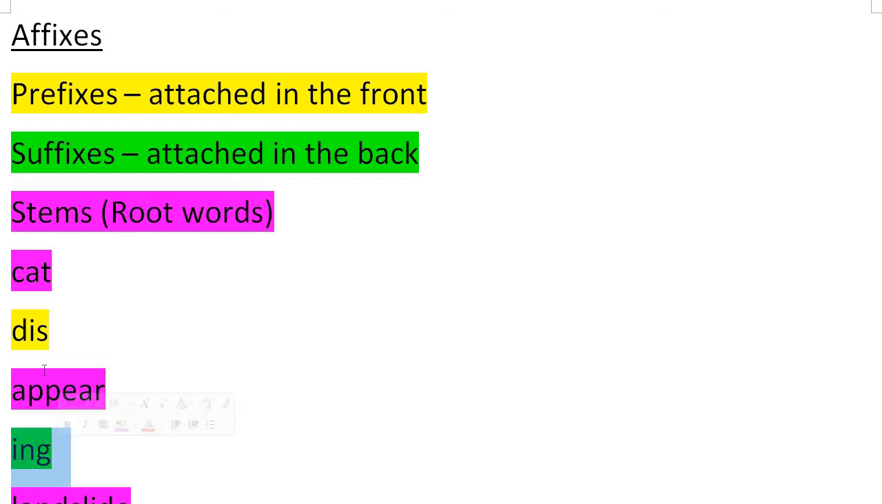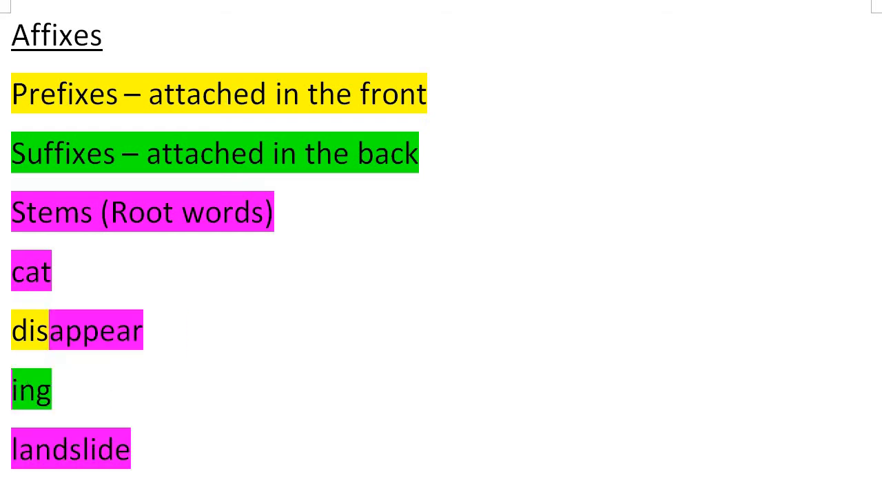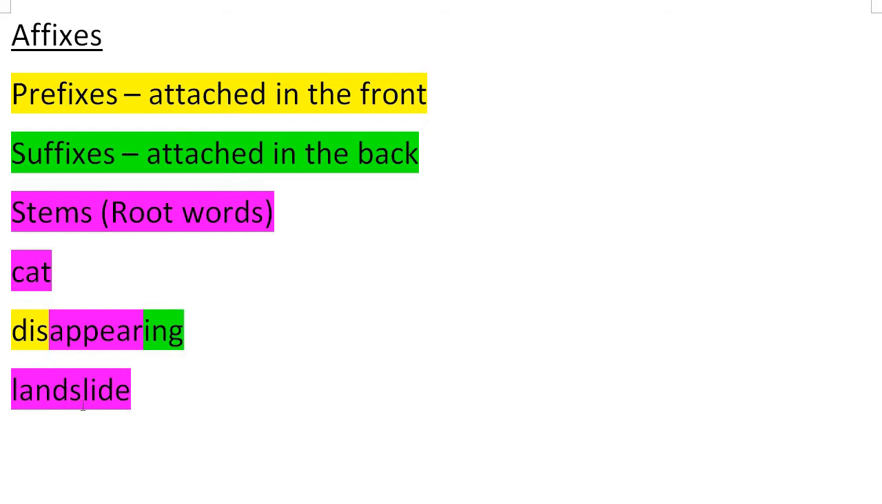disappearing. Ing doesn't mean anything on its own. Dis doesn't mean anything on its own. Usually a prefix or a suffix, that's the reason why it's different from a stem or a root, is that the prefix and the suffix don't mean anything on their own. They're just used to change other words. You cannot use them on their own. So landslide is actually two nouns put together, two roots, two stems put together for a new word, and we call that a compound noun, which is a noun made up of more than one word.